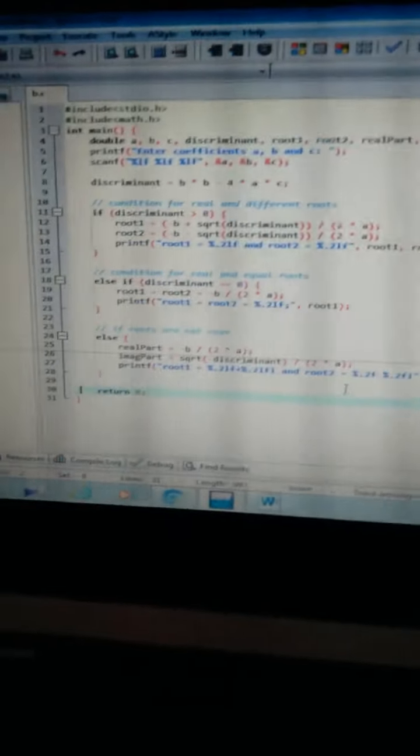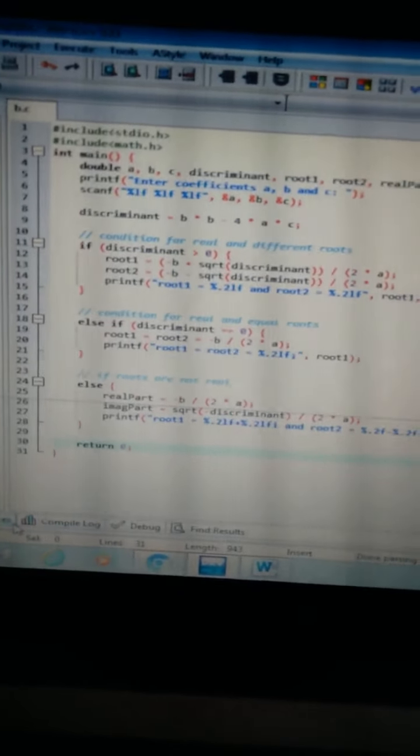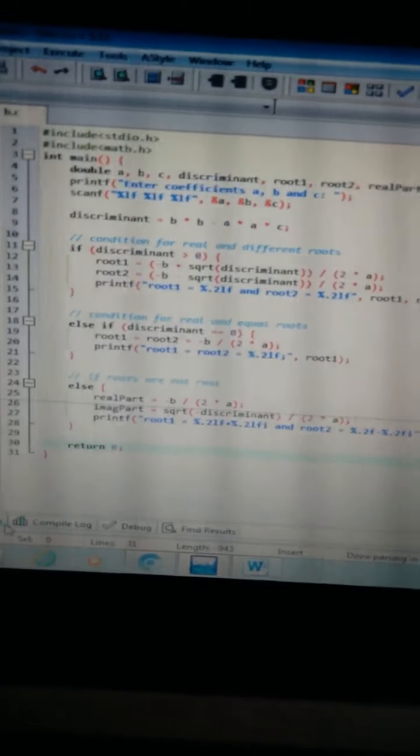See, this is the program. First, I double-clicked on the C++ software, opened a new file, named it b, saved it as b.c and typed this program. Now let us see the execution.